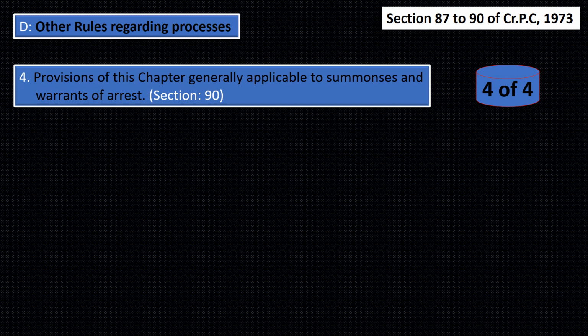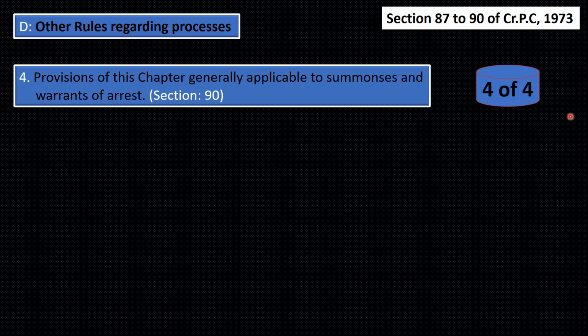Now we come to the fourth point of the fourth part of the chapter 6. Other rules regarding processes. Point number 4. Provisions of this chapter generally applicable to summonses and warrants of arrest is given under the provision of section 90. Now, section 90 is a general provision.